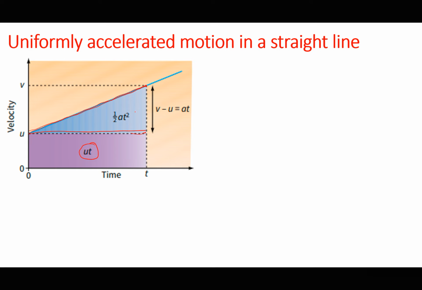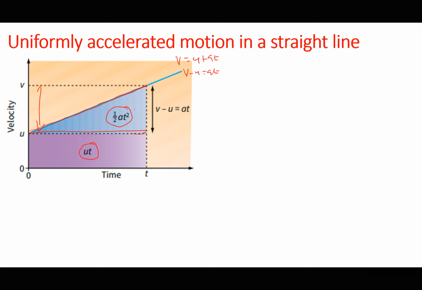The area of the triangle is going to be a half times t because this is a triangle. On the x-axis, you have t. On the y-axis, you have v minus u. Remember from the first equation, we saw that v was equal to u plus at. So this vertical distance here is v minus u. But we know that v minus u is the same as at.